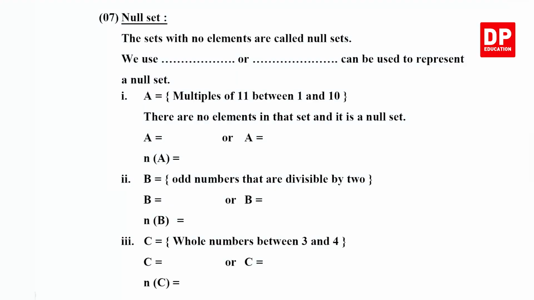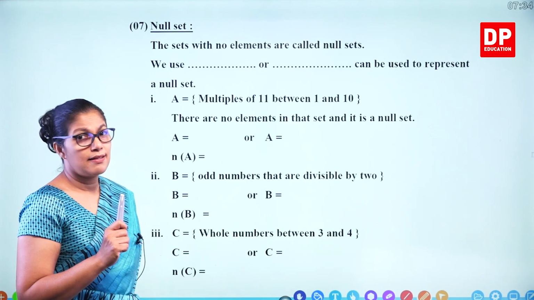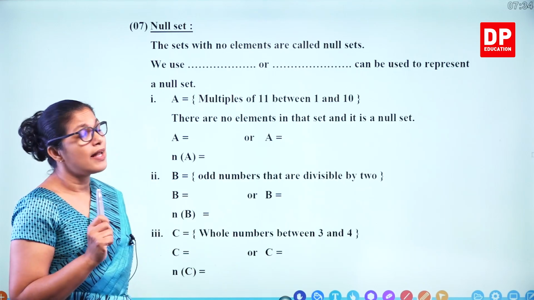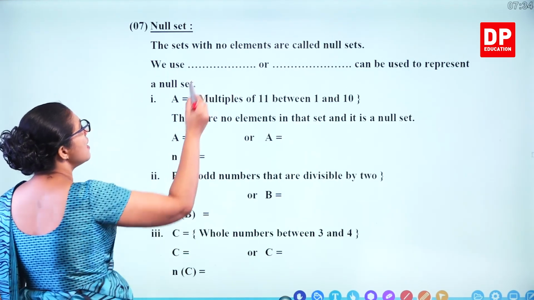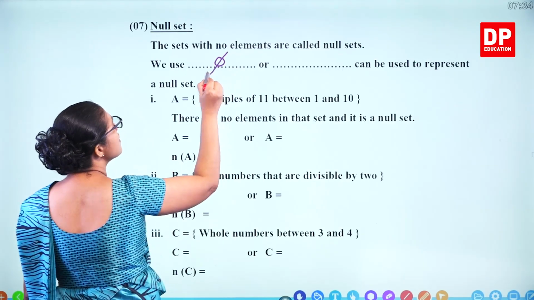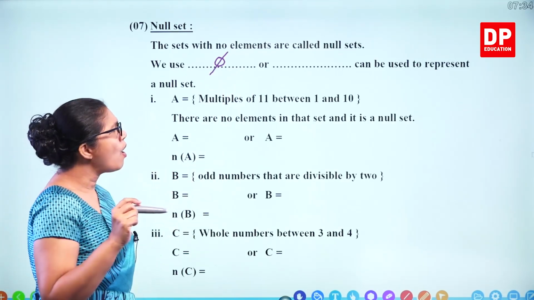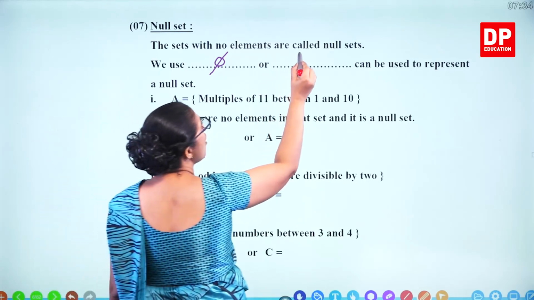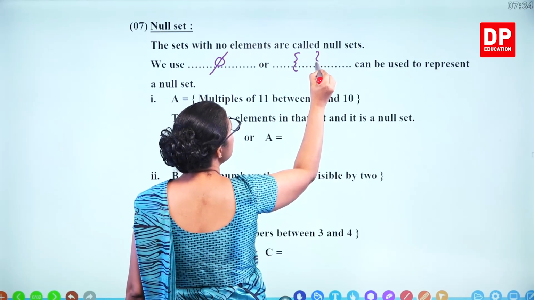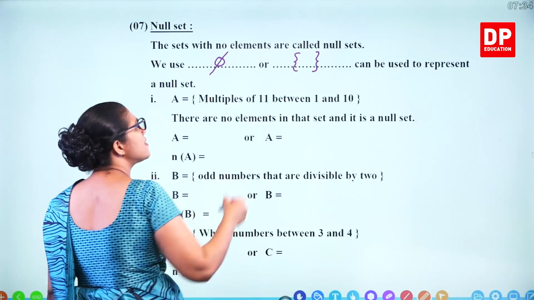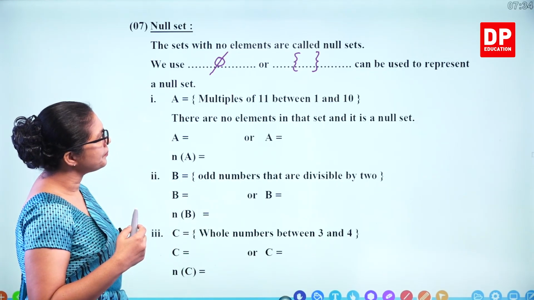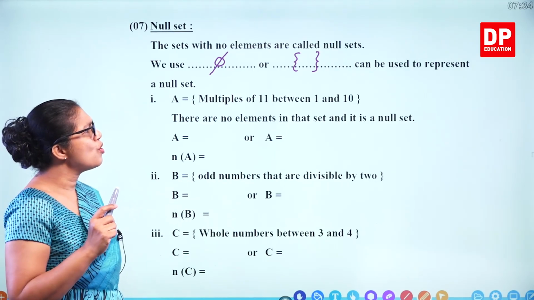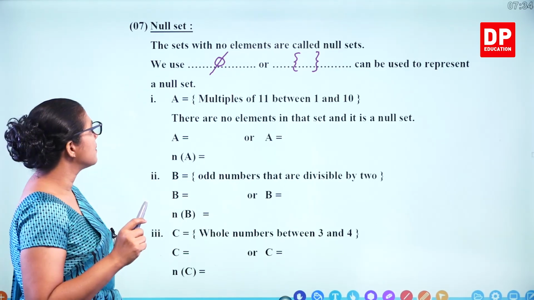What is a null set? The sets with no elements are called null sets. So now you are learning a new word, null set. What symbol can we use? We can use this symbol, chi. That's a Greek letter, chi. Or we can just draw the curly brackets. We are not writing anything inside, it's empty. So no elements, just 2 curly brackets. We can use those 2 to represent a null set.